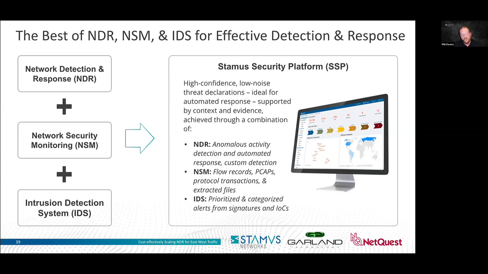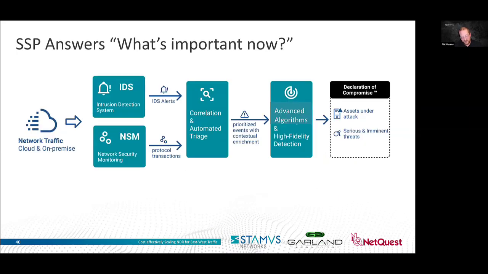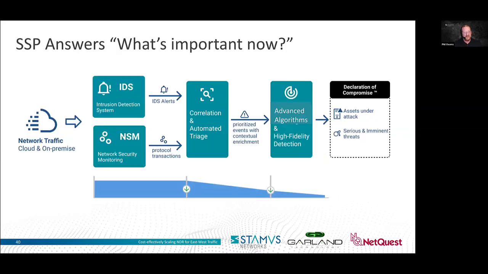So what I mean by that is training of users. Finally, going to this next slide, one of the things that we really want to point out is the bottom portion of this slide. Now you can see this is the traffic coming in, and at this point it would be traffic coming in from NetQuest's optimized traffic going into the NSM and IDS solution, which is doing the deep packet inspection, correlating and automating, and then moving all of this to that declaration of compromise.